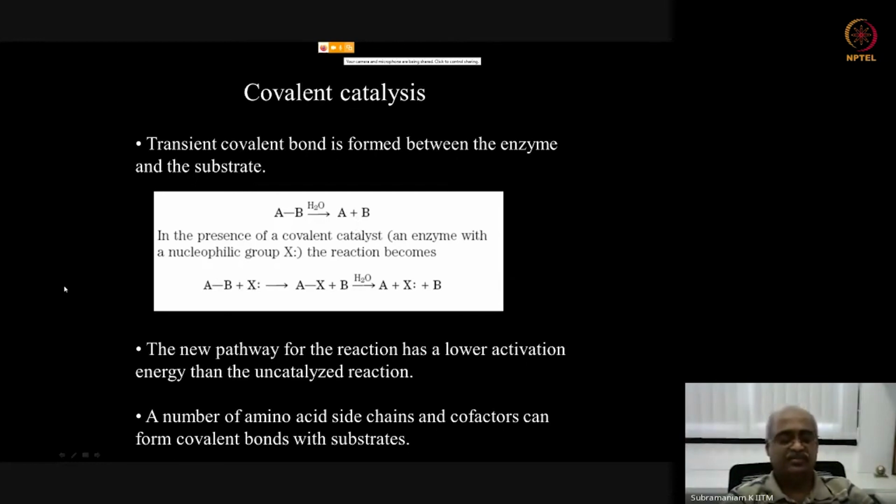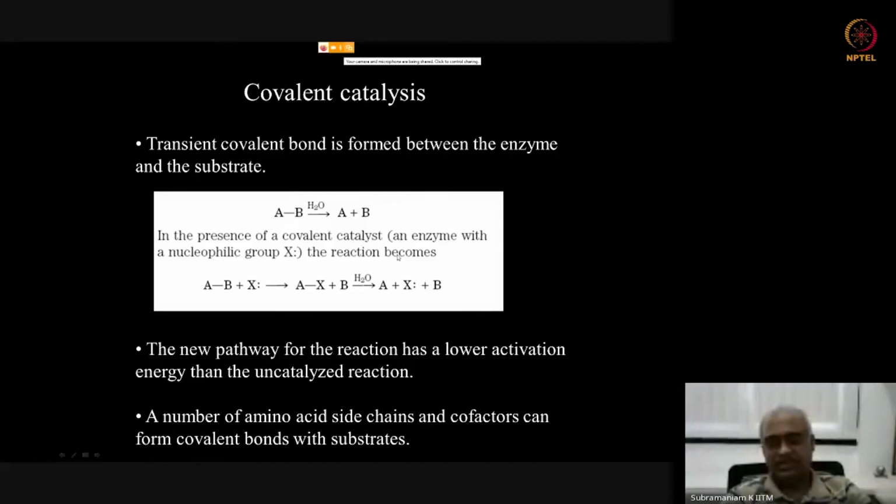Or you can take a sugar getting cleaved into glucose and fructose. So there are many situations where you have this. After all, we are talking about polymers, right? Nucleic acids, proteins, and carbohydrates are all polymers. So this sort of reaction is very common.